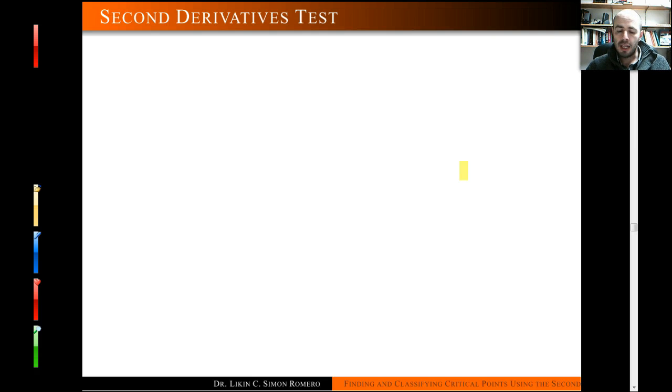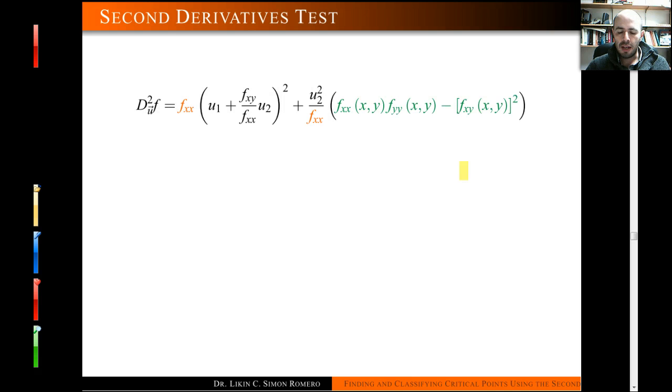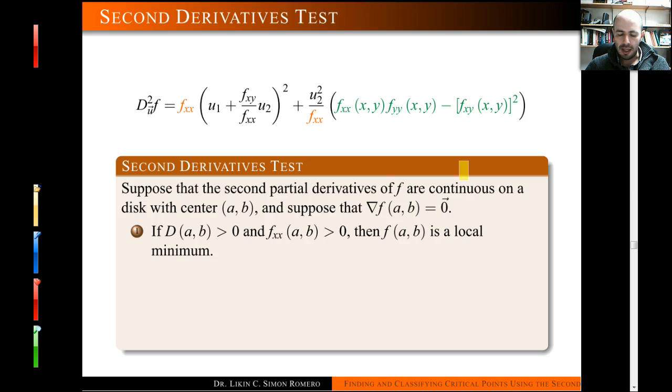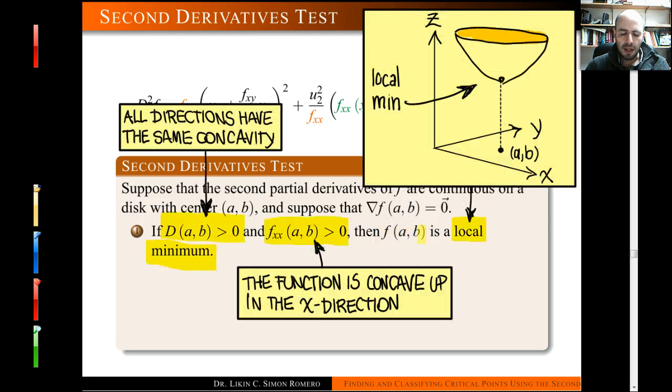So let me give you the second derivatives test. The second derivatives test uses this formula in order to describe this. It says that if the discriminant is positive and the second order partial derivative with respect to x at the point (a, b) is positive, then f(a, b) has a local minimum.